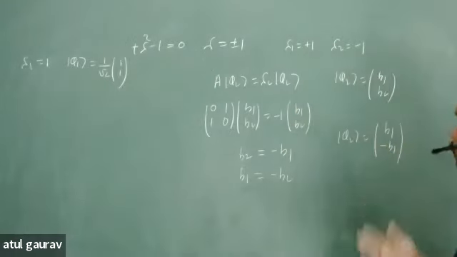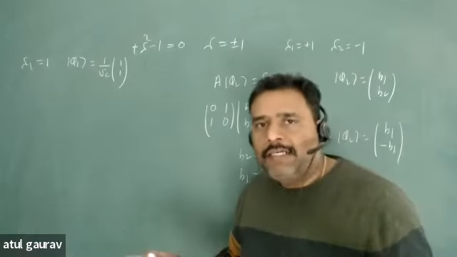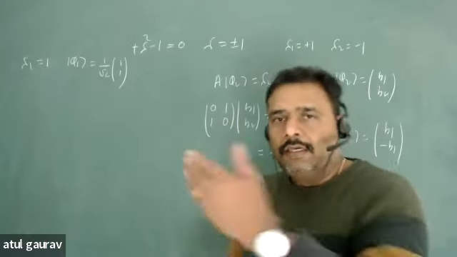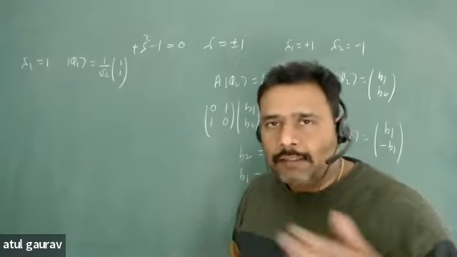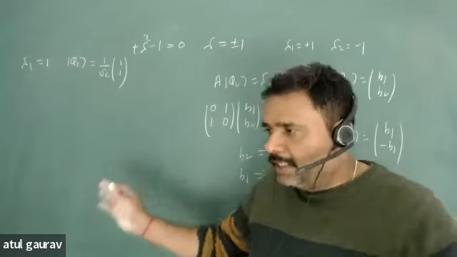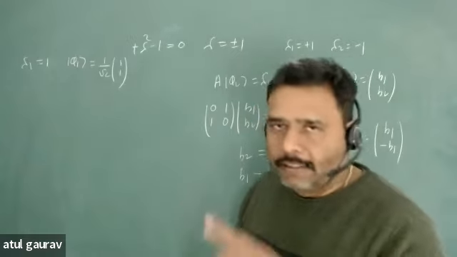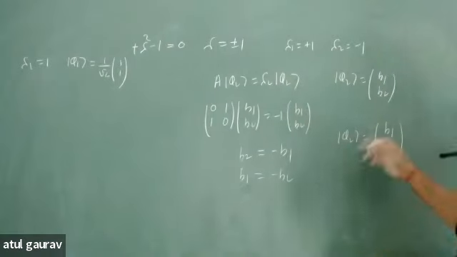Infinite number of vectors, but all these vectors are parallel vectors. 1 minus 1, 2 minus 2, 3 minus 3, 100 minus 100, I minus I, all are parallel vectors. We can represent all these parallel vectors with some unit vector, at least in a directional sense. So I have to normalize it.